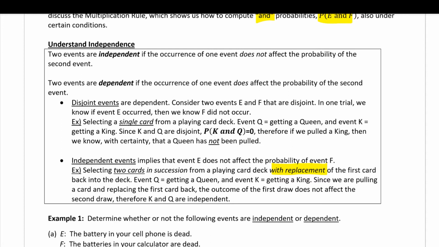So since we're pulling a card and then replacing it, the outcome of the first draw does not affect the second draw. Therefore, the king and queen are independent in this case. Okay. So the difference here is whether we're talking about a single draw or 2 cards in succession.